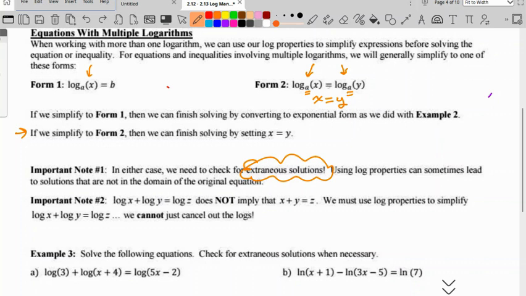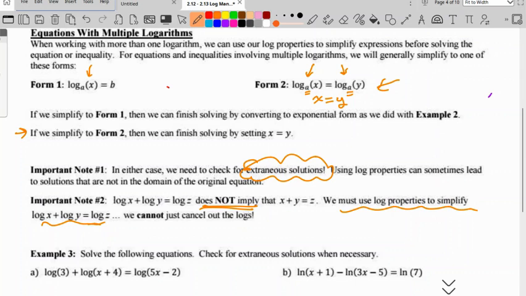Important note number 2. Now remember I said in this form, we were not doing a mathematical operation that let us drop the logs. We were saying logically, if log base a of x equals log base a of y, then x must equal y. So the log of x plus the log of y equals log of z does not, and this is a common mistake, equal x plus y equals z. That's not true. We have to use log properties to simplify this. We can't just cancel out the logs. This was a logic step, not a mathematical step, and it's only when you have a single log with the same base equals a single log with the same base.